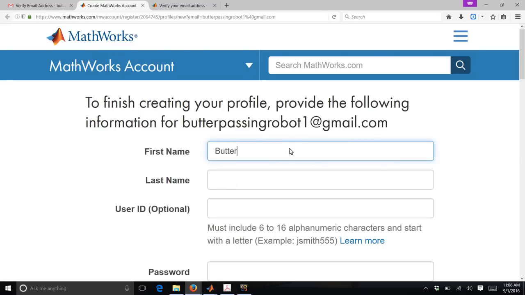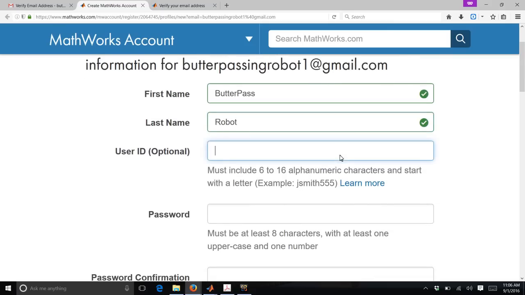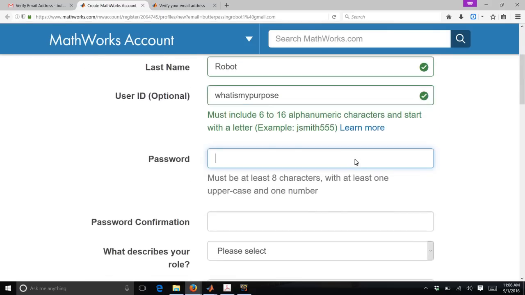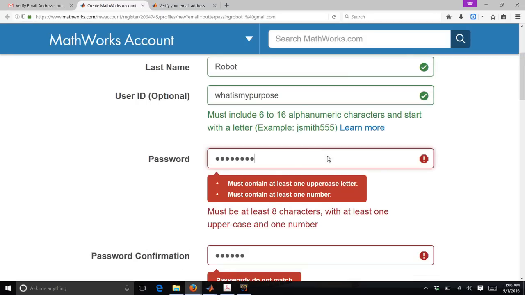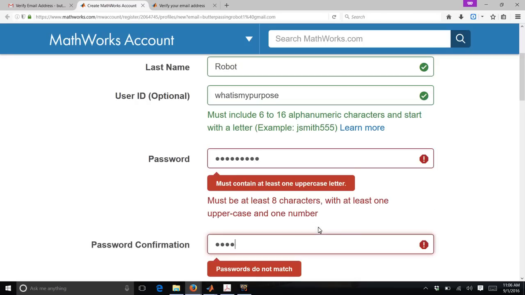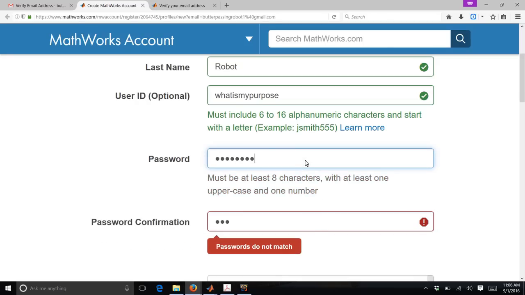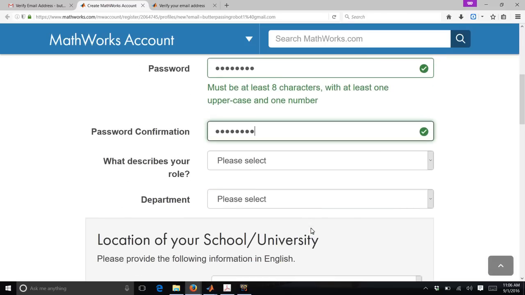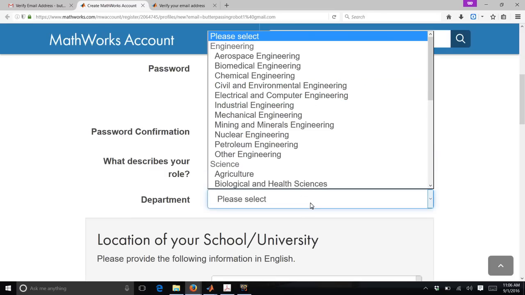So this is very much like what you're going to see. Oh, here's where I do my, what is my purpose? Password doesn't matter. Okay. Oh, come on. You suck. You suck. Okay. What describes my role? I'm a student. I guess I'm an undergraduate student.